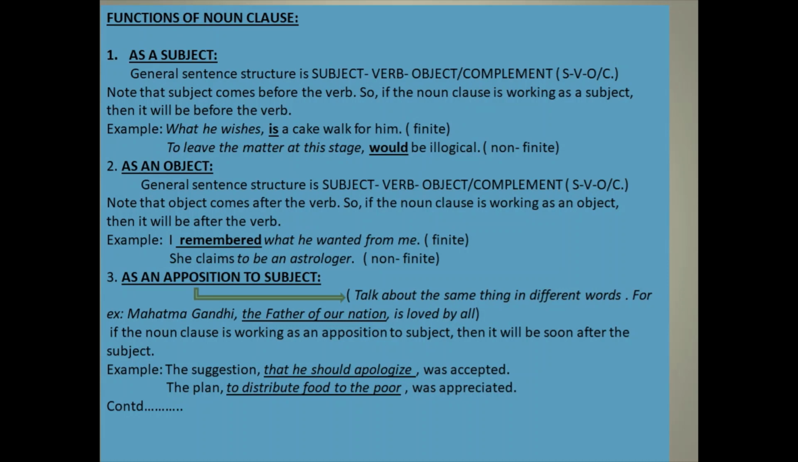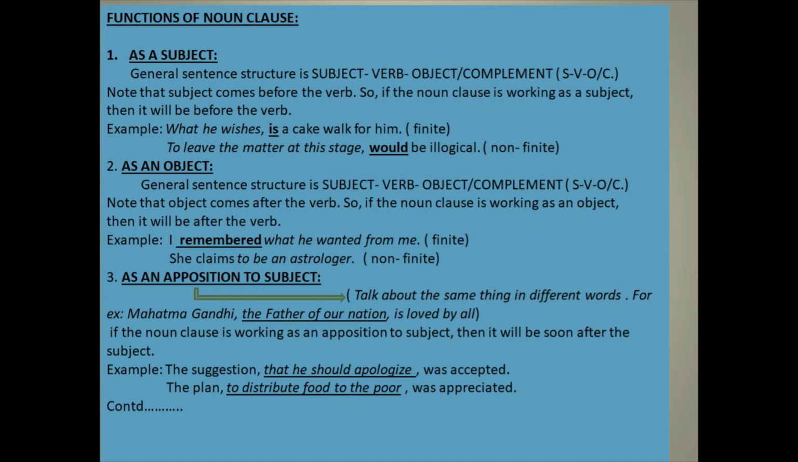And what is that noun? He remembered something. What? He remembered what he wanted from me. I told you when I started the noun clause that the question would be what and the answer would be something or someone, right? So I remembered, remembered what? Something. What is that something? That what he wanted from me, right? So here we see the noun clause working as an object.